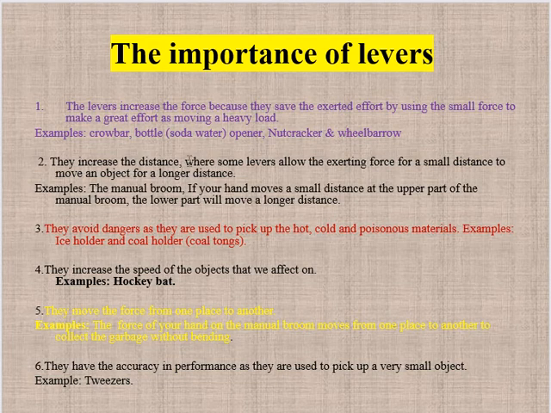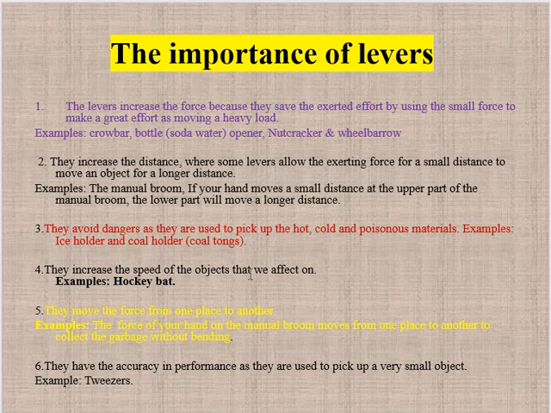They increase the distance, where some levers allow the exerting force for a small distance to move an object for a longer distance. For example, manual broom. If your hand moves a small distance at the upper part of the manual broom, then the lower part will move a longer distance. They avoid dangers as they are used to pick up hard, cold, and poisonous materials. Examples: ice holder and coal holder. You can say coal tongs.